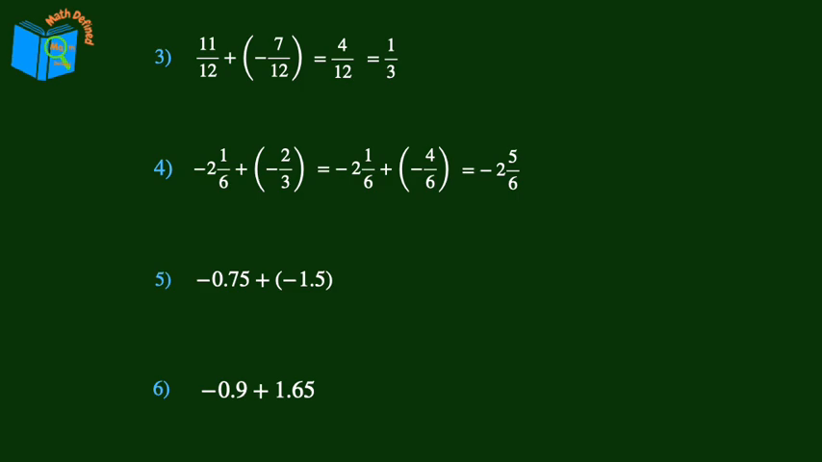Problem number 5 is a pair of negative decimal numbers. We just add and keep the sign. 0.75 plus 1.5 is -2.25.